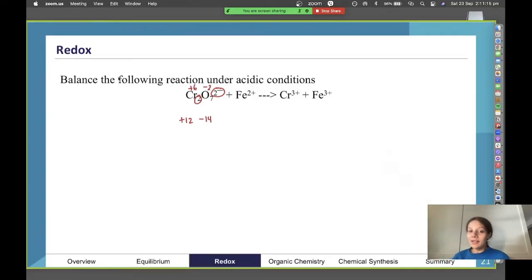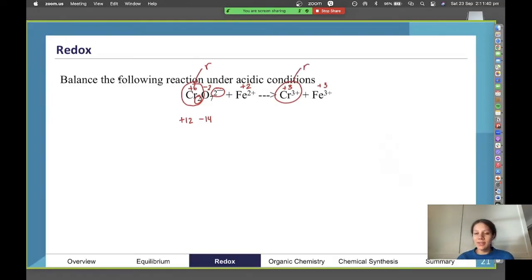And then for our iron, it's just a standalone iron ion there. So that will just be +2, the charge of the actual iron. And same for the other 2 species as well, +3 and +3. So you can see here that our Cr has gone down from +6 to +3. So that means it's reduced.